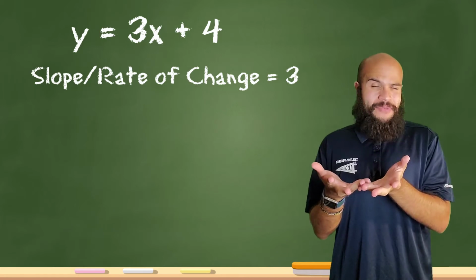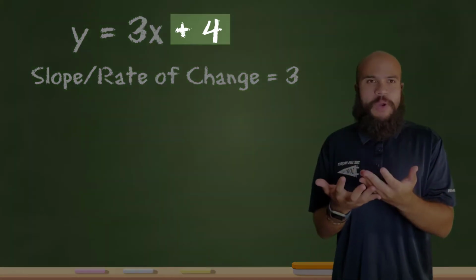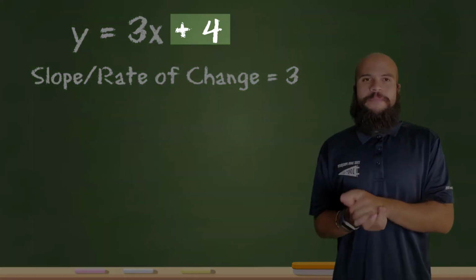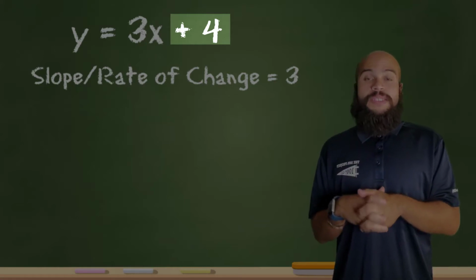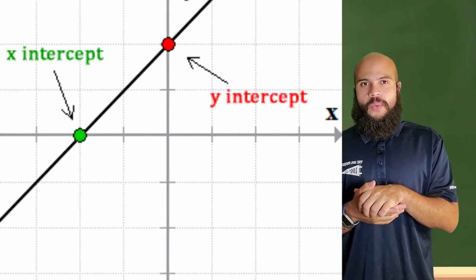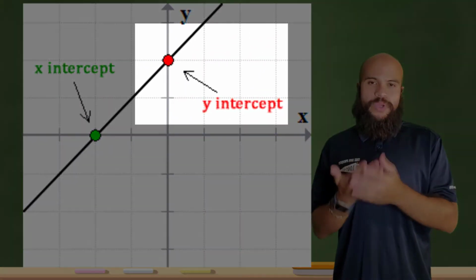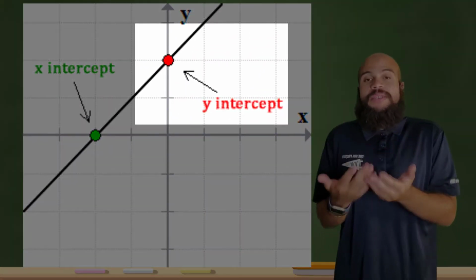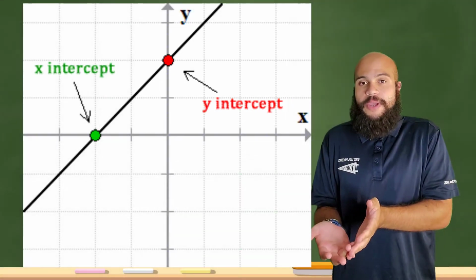So what does that positive 4 do? How is it different from what we've been doing, and what does it represent? Well, the positive 4 represents the y-intercept, which is where a line crosses the y-axis. In a real-world scenario, this is basically referred to as the starting point.